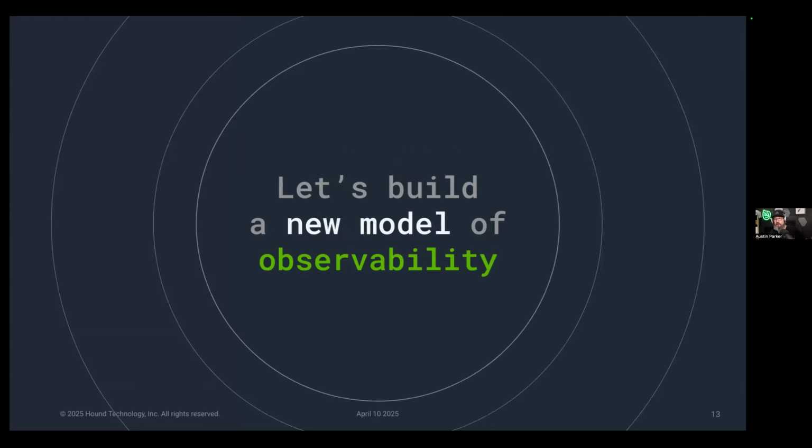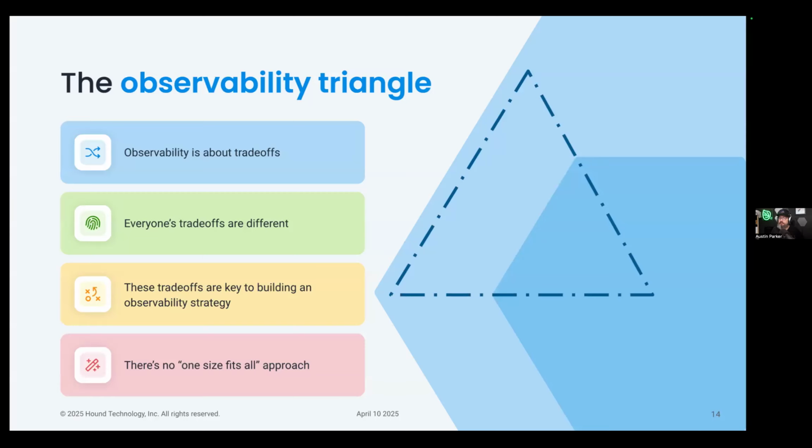So let's build a new model, right? Let's think, hey, what is observability? Observability is a way that we understand systems. Simple as that. It's a way that we collect a lot of data and process it, refine it, query it, do all these sorts of things to it, so that we can understand what's going on in our systems. And to build this model, we need to understand that everything has trade-offs, right? Observability fundamentally is about trading between these three things that I'll talk about in a moment.